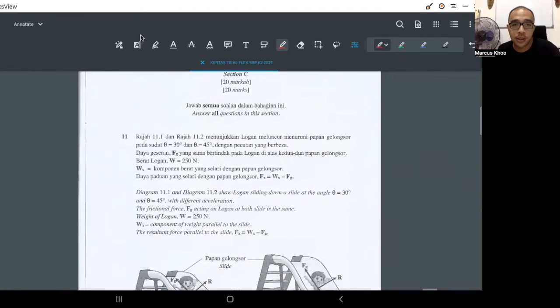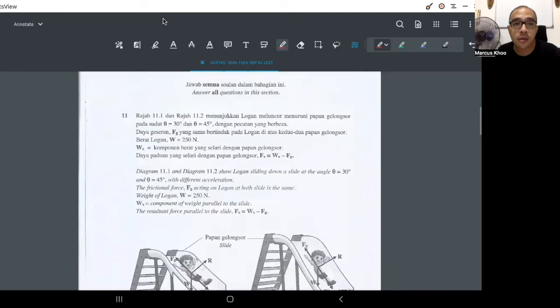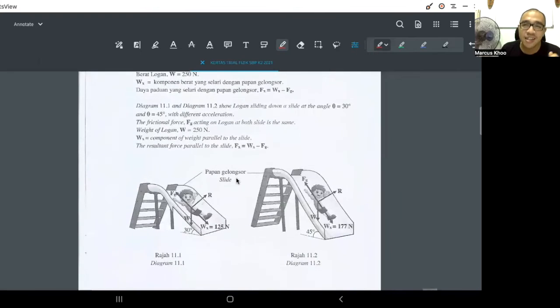Right, let's go to this last question. Well, there are no questions. Okay. I hope you guys are still there. Anyway, okay, so 11.1 and 11.2. Okay, this is a question that came out once a few years back. And ever since then, mesti ada satu negeri kan yang akan pilih soalan ni untuk keluar.